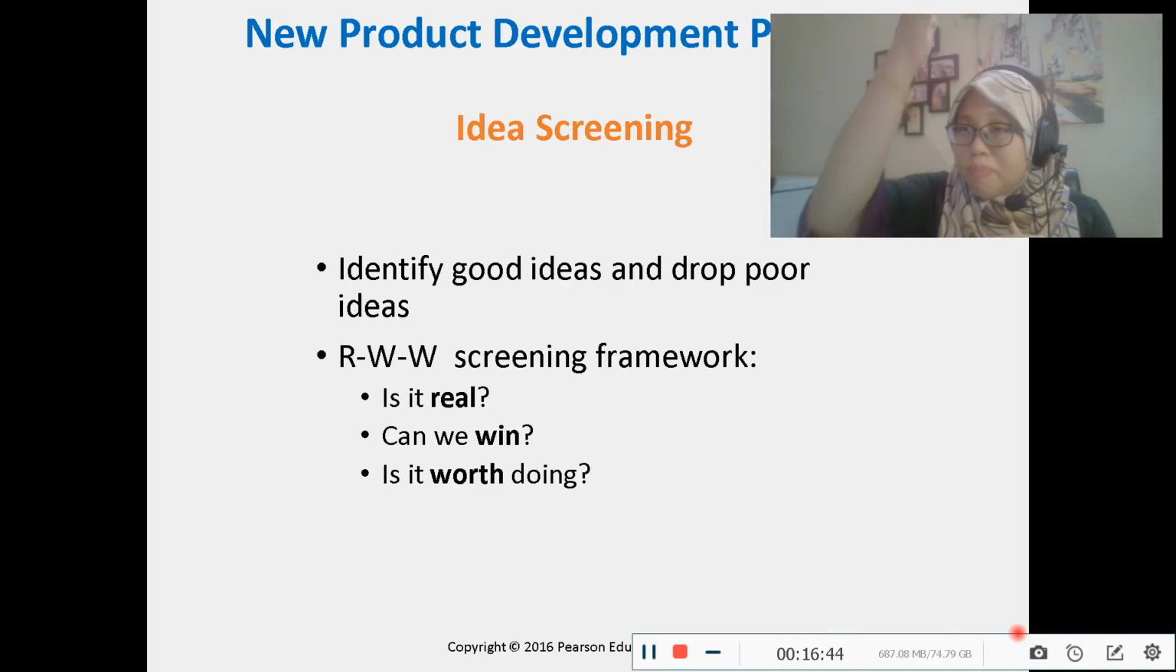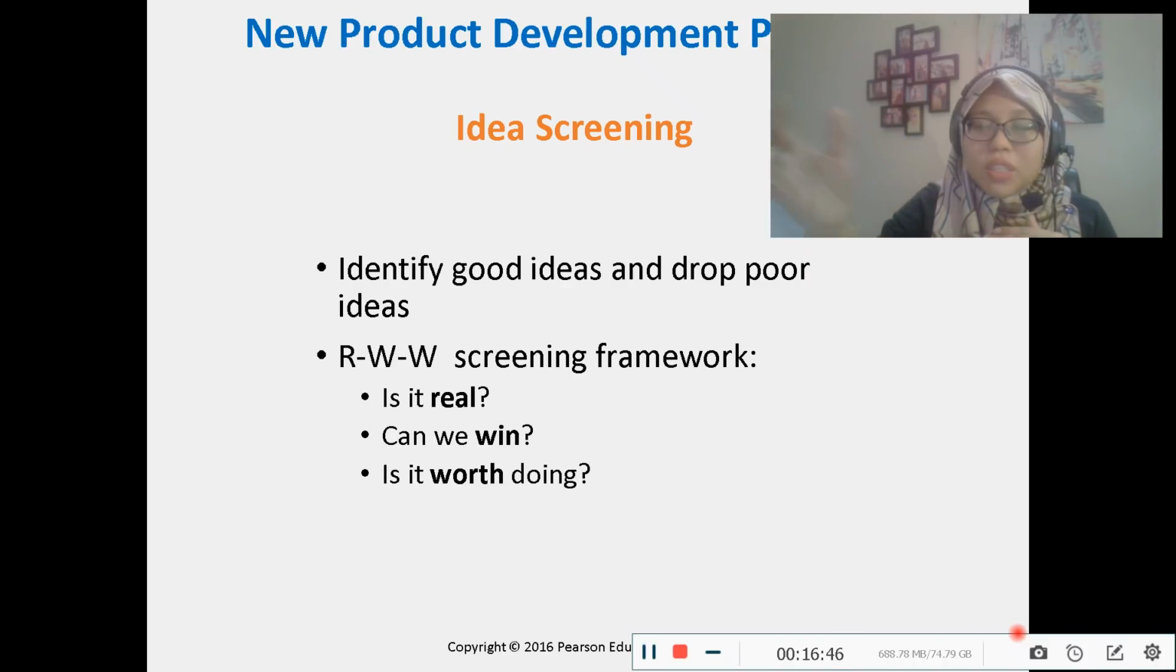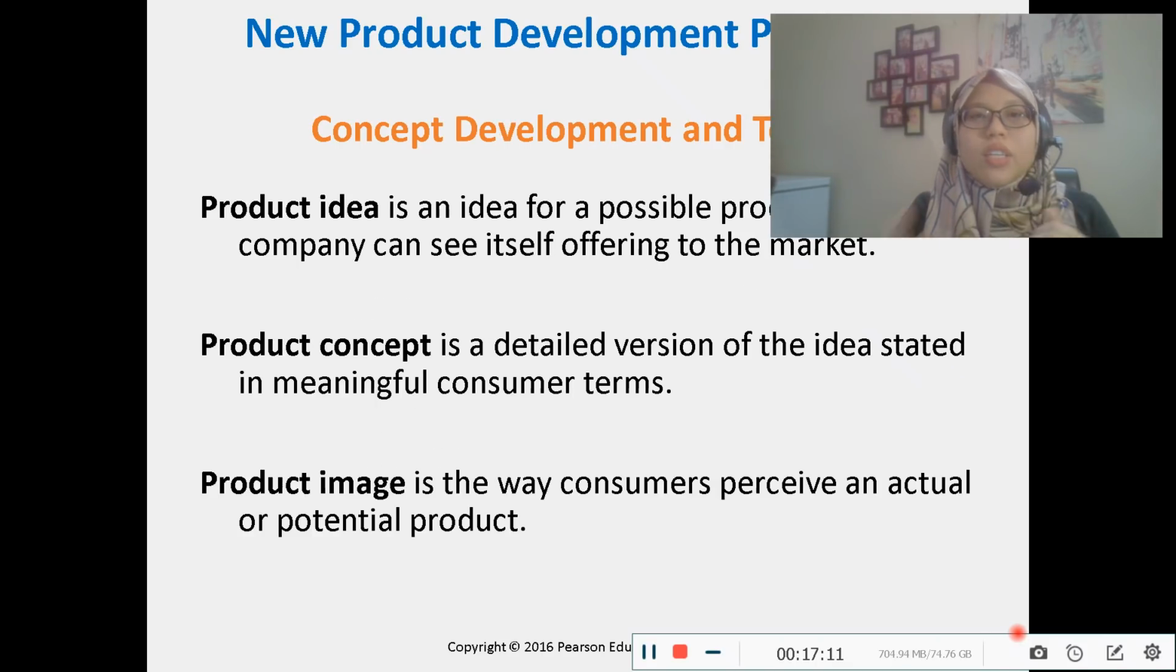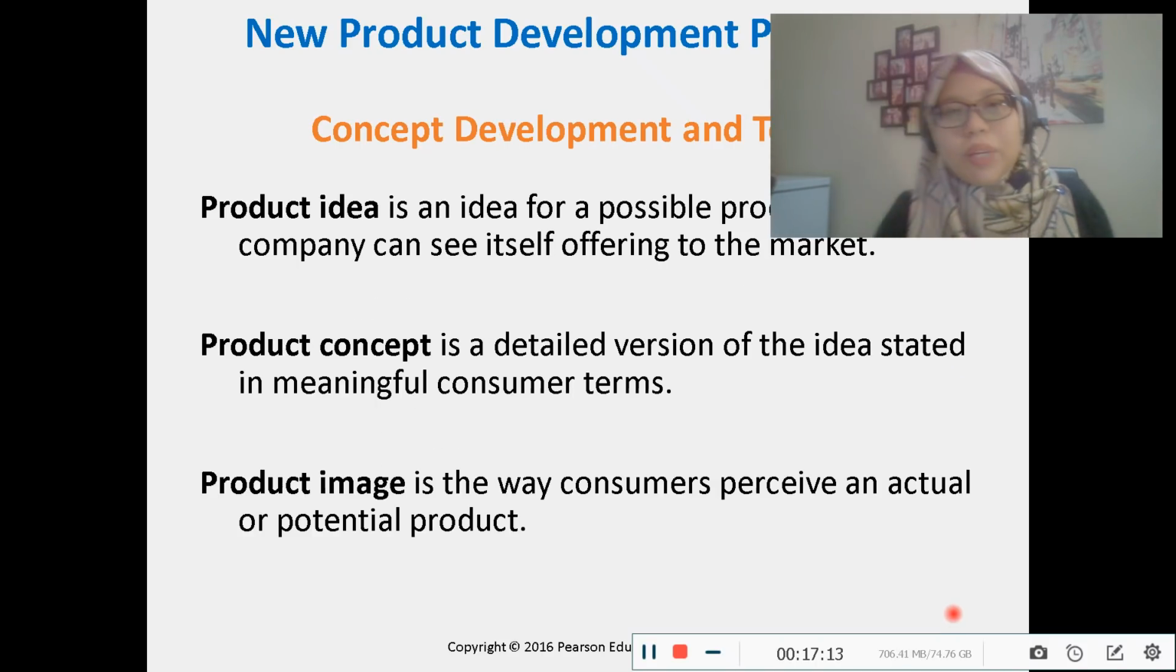You can have as many ideas as possible. That's why you can do crowdsourcing. That's why you can get the ideas from your employees. You can get the ideas from your competitors or your customers. However, you need to screen it so that you can get the best ideas to be forwarded for the next processes. Okay, so here, ini adalah step yang ketiga.